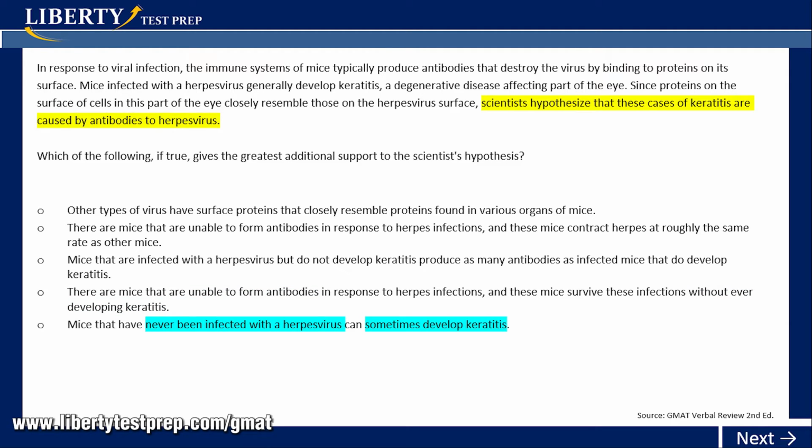And the last one, mice that have never been infected with herpes virus, so they don't have herpes, can sometimes develop keratitis. That one works against what we want, right? Because we want to say that the antibodies are causing the keratitis, and here they tell us that you have mice that have no herpes, which most likely won't have antibodies, and they still have keratitis. So that one's out, and our answer would be the fourth one, D. Pretty easy. This one is also an intermediate question, okay?